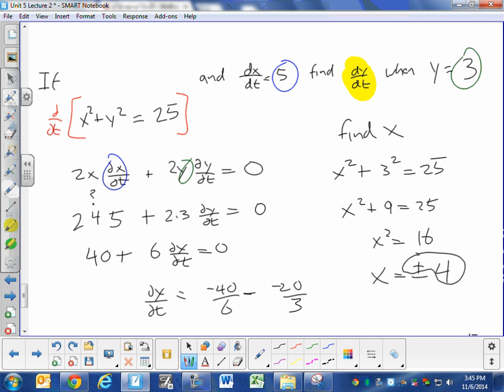Okay? That is the intro to related rates. Before you know it, you'll just have a word problem. And you got to go from there.